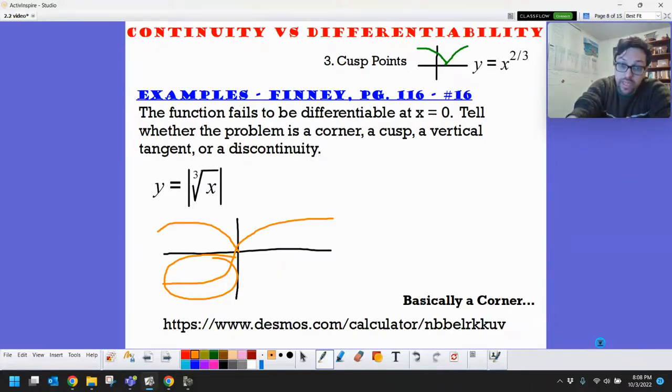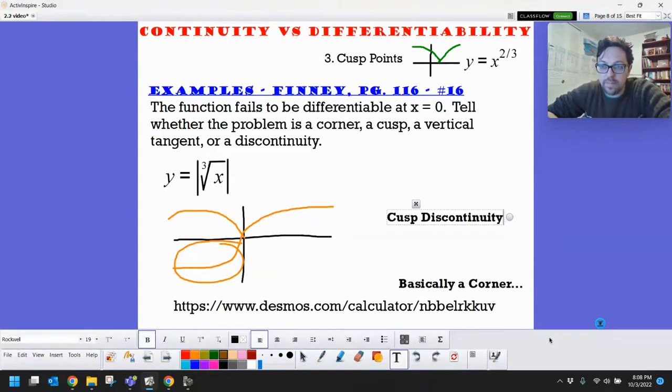So this is a cusp discontinuity, if I can spell cusp. I typed it because my penmanship is so bad. Finney's being weird and making you talk about the difference between a corner and cusp, but whatever, I don't really care about it. Just it's sharp, it's not differentiable. That's all we care about.